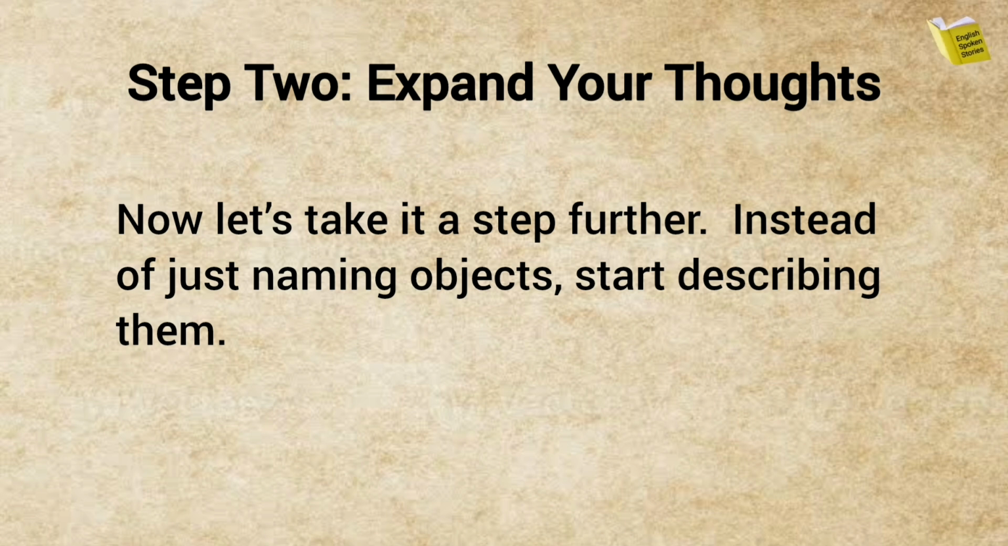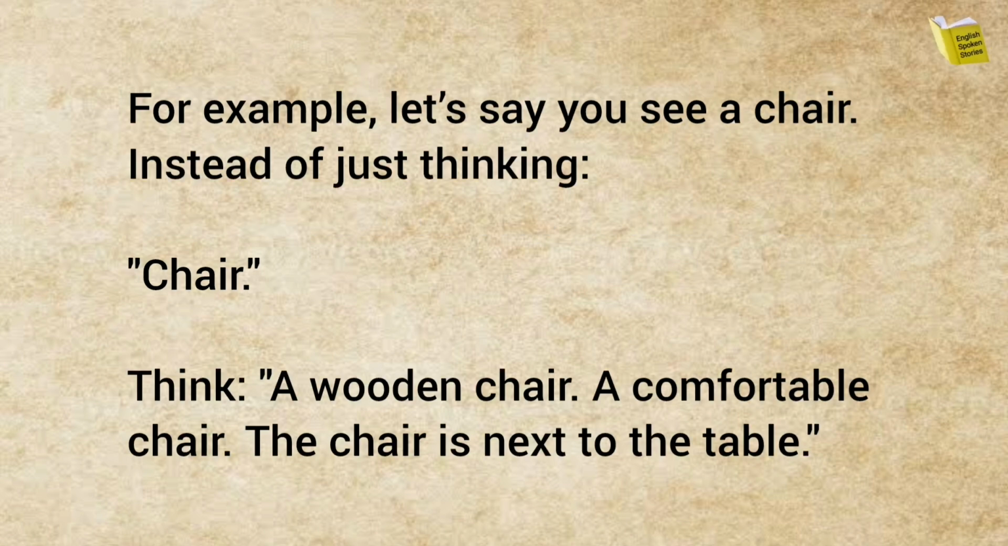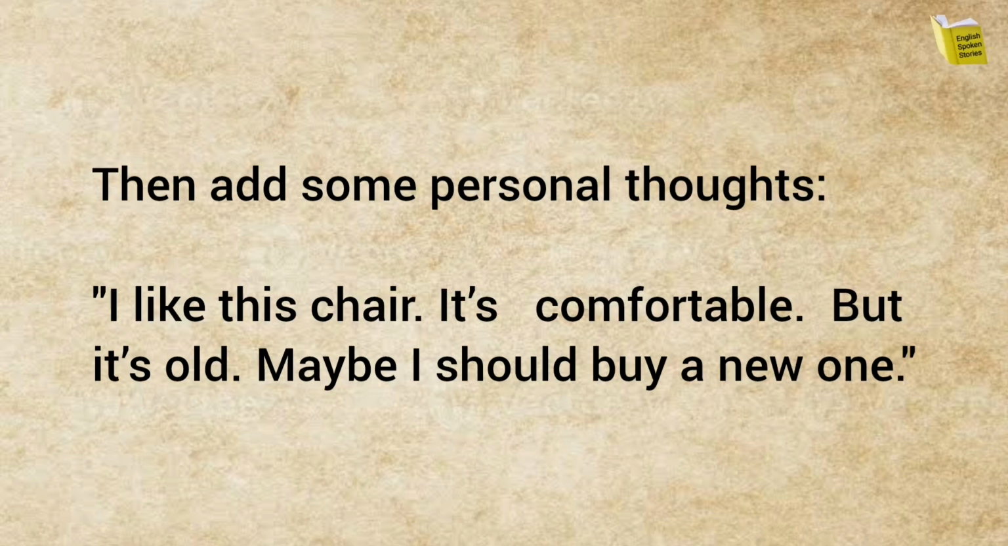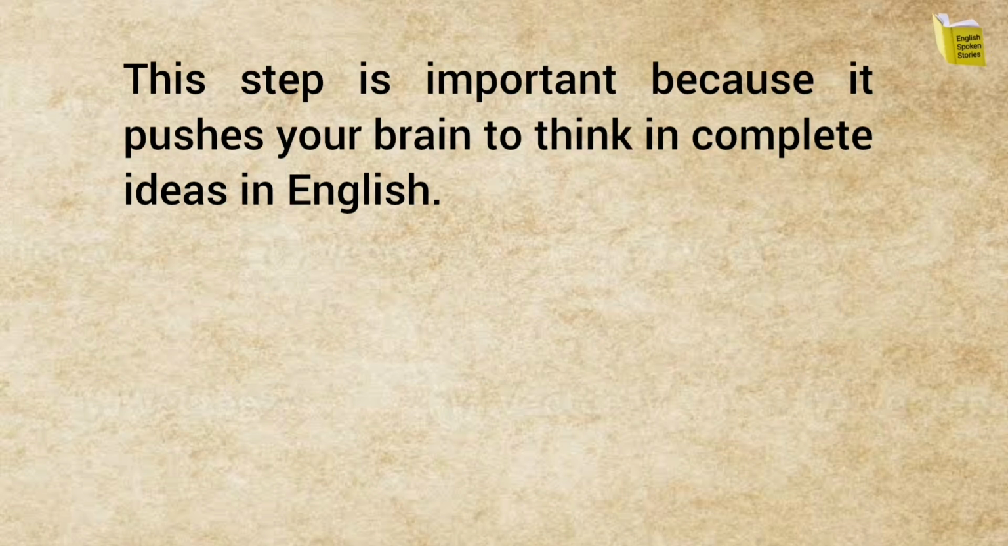Step 2. Expand your thoughts. Now let's take it a step further. Instead of just naming objects, start describing them. For example, let's say you see a chair. Instead of just thinking, chair, think a wooden chair, a comfortable chair. The chair is next to the table. Then add some personal thoughts. I like this chair. It's comfortable, but it's old. Maybe I should buy a new one. This step is important because it pushes your brain to think in complete ideas in English.